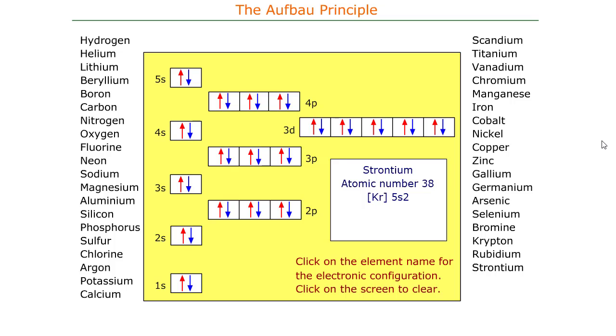As I said, there are two anomalous configurations that you must remember, and that's chromium and copper. Chromium has a half-full set of d orbitals and a half-full 4s, and copper has a full set of d orbitals and a half-full 4s.